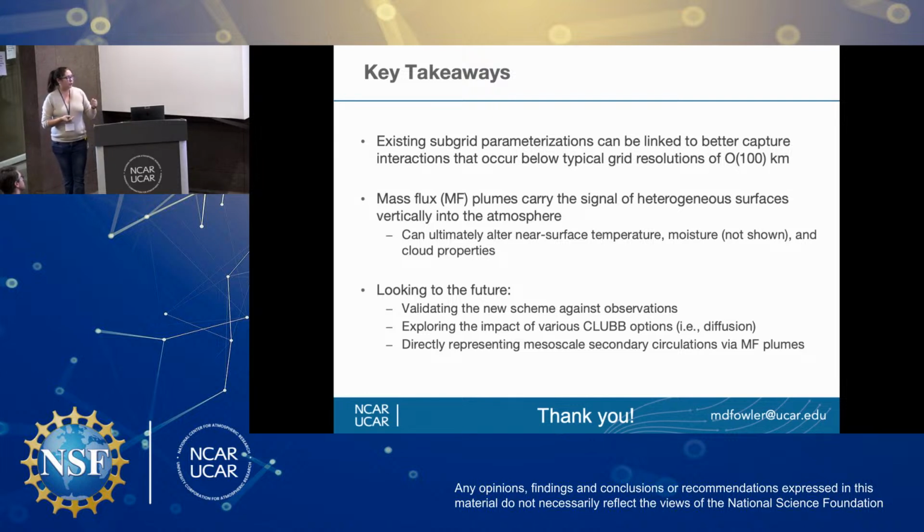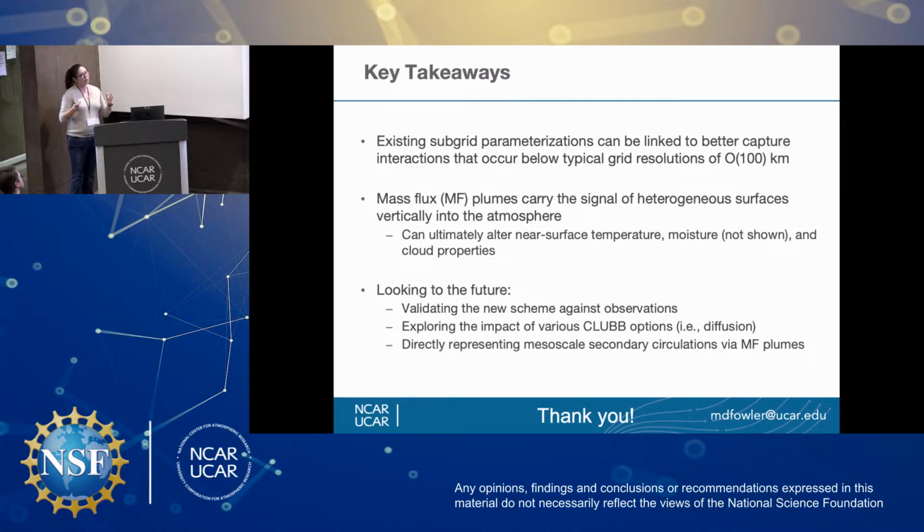As we look towards the future, we do need to validate this new scheme against observations. That's difficult to do in the current setup because I've defined this highly heterogeneous surface, so a totally different system in some ways. It's important to also note that we're exploring the impact of various CLUBB options. This is actually a new development in the last few weeks. Adam Harrington discovered that CLUBB has a double diffusion within it, so it's diffusing temperature and moisture in a way that isn't necessarily correct when you have mass flux on. So we'll rerun our simulations with that off.